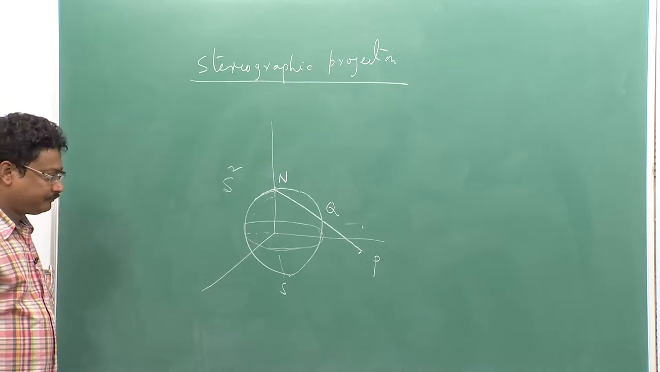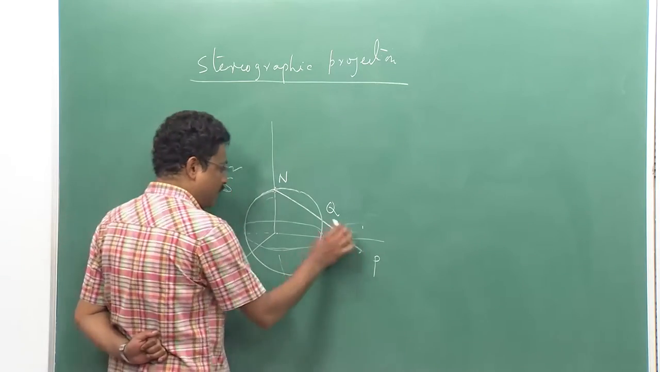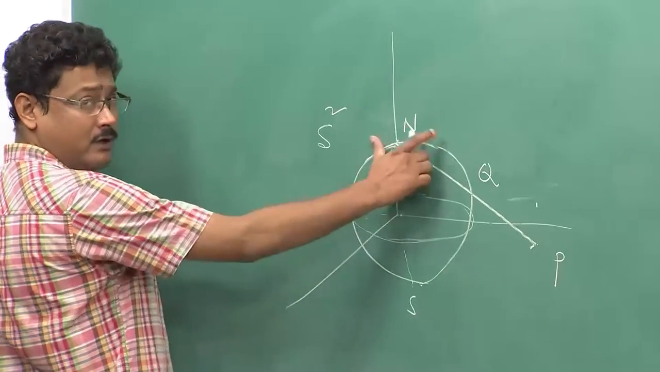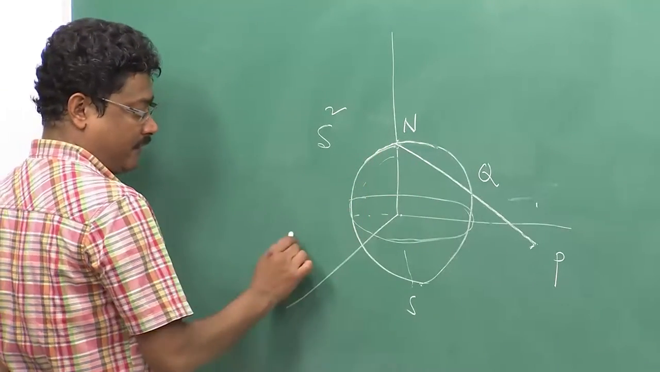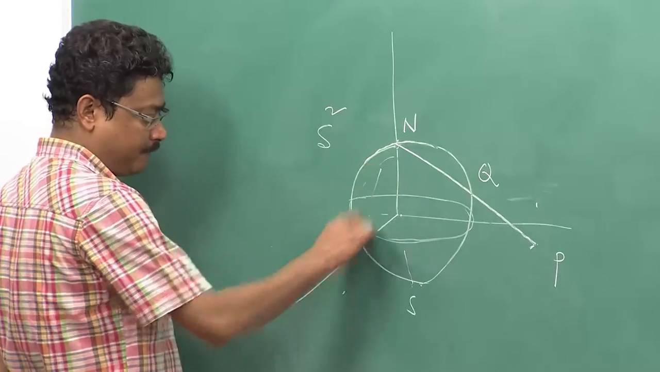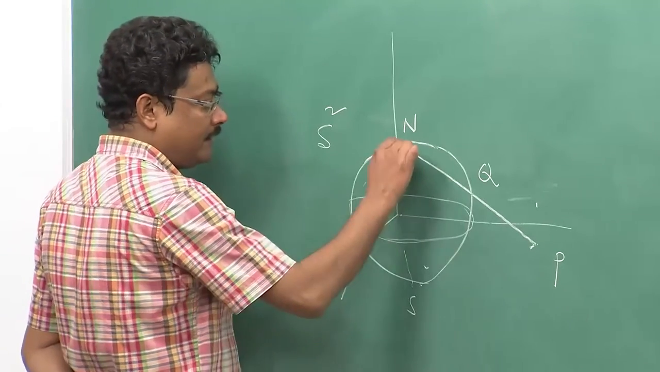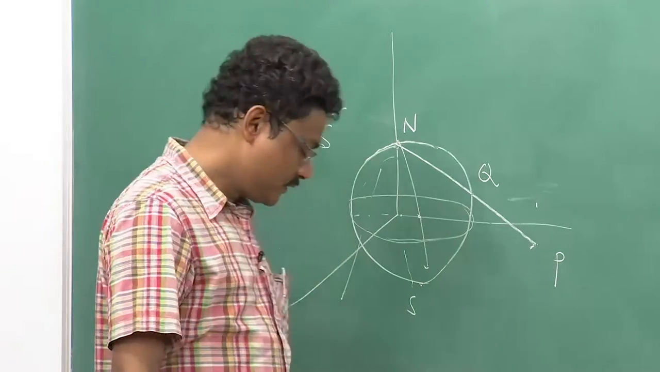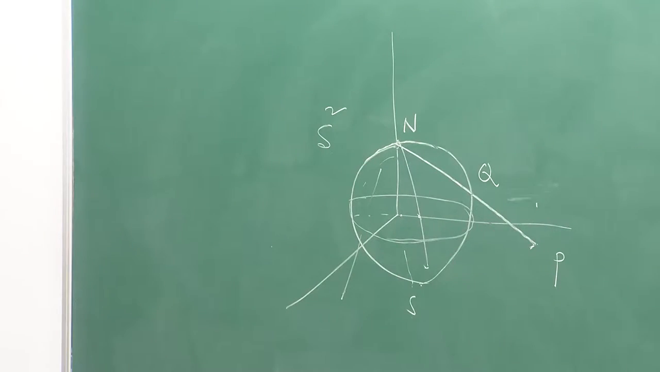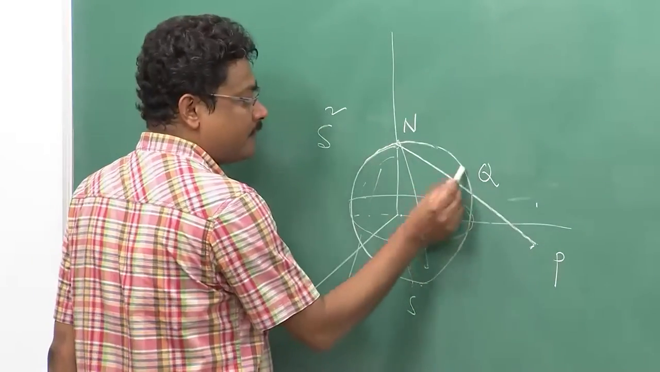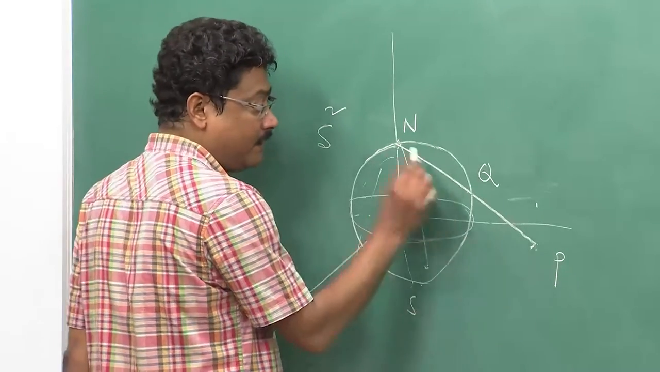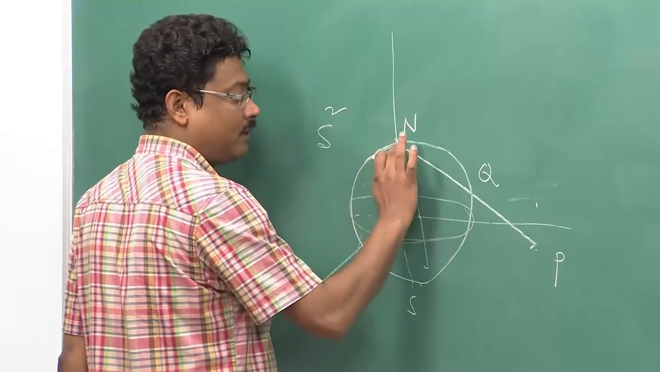And all the points which are outside this sphere will be mapped to the northern hemisphere. So if you take a point here, that will go here, and the points inside will be mapped inside. So this map, the other way map, any point on the sphere will be mapped to a point in the plane except the North Pole. So the North Pole I have to remove.